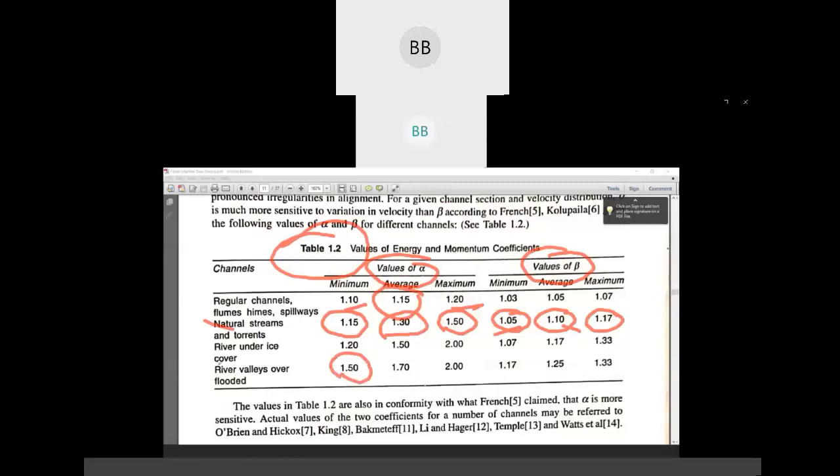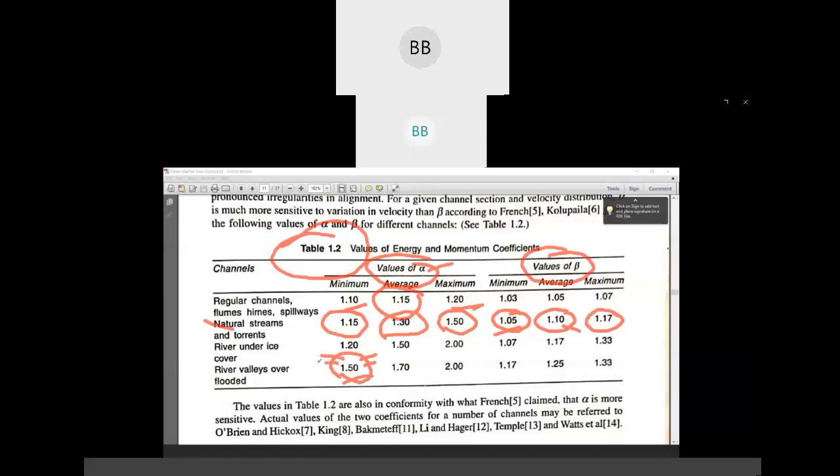And similarly for river under ice cover and river valleys over flooded, they have given some values for alpha, that is your energy coefficient for river valleys over flooded. They have given a minimum value of 1.5. So those things are standard. They have performed a number of experiments, and they came up with these values.